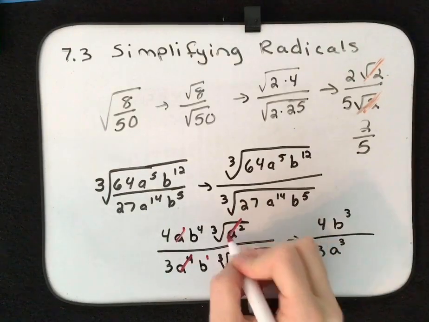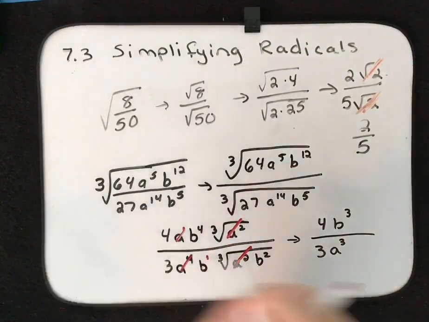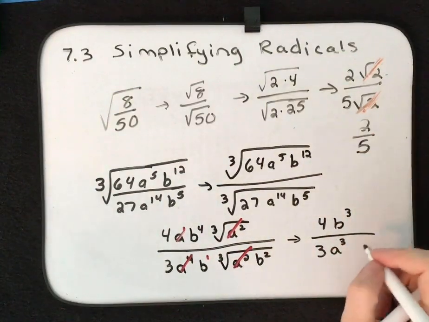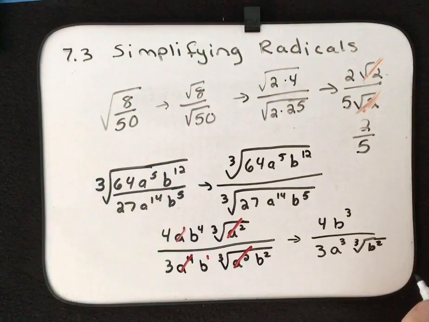Here I have a cube root of a to the 2nd and a cube root of a to the 2nd, so those are going to cancel. But I'm still left with the cube root of b to the 2nd in the denominator. So there we go.